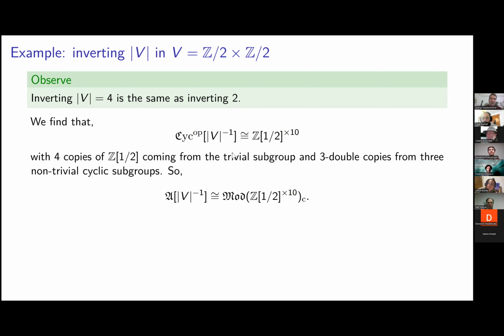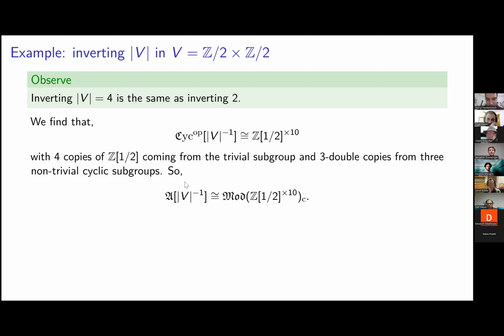So what you will find is that this category A^V minus 1, I said we have an explicit calculation, you will see that it's just the integers adjoin 1 over 2, 10 times. Basically, that's what you will get. Why 10 times, you might ask? Where did the 10 come from? It comes from 4 copies of this Z[1/2] coming from the trivial subgroup. Remember, we had 4 cyclic subgroups: the trivial one, and then 3 subgroups of order 2, Z mod 2. So 4 copies come from the trivial subgroup and the representations there, whatever. And then 3 double copies will come from the 3 non-trivial cyclic subgroups.